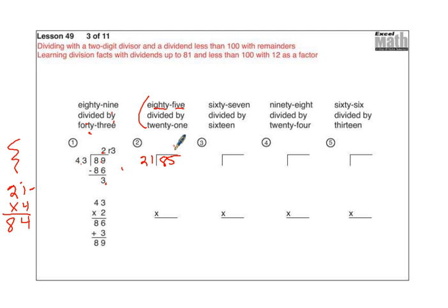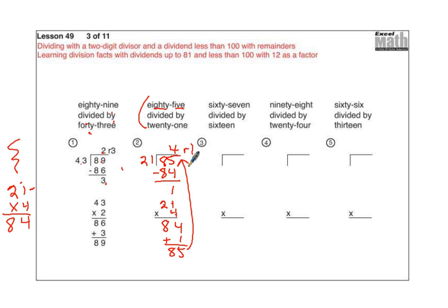It's like an estimate. So I put a 4 over here above the 5, not above the 8. And I already know that 21 times 4 is 84. And I subtract and get 1. Okay, now let's check it by doing 21 times 4. 1 times 4 is 4. 2 times 4 is 8. And add my remainder. 84 plus 1 is 85. It comes out the same as that, so I can feel good about it.